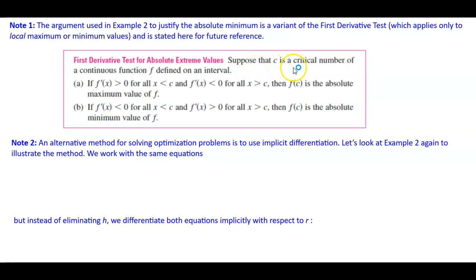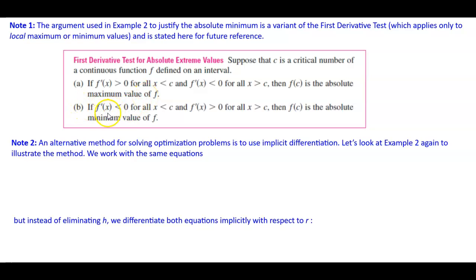Suppose that c is a critical number of a continuous function f, defined on an interval. For a, if the first derivative, or f prime of x, is greater than 0 for all values of x less than c, and the first derivative is less than 0 for all x greater than c, then f of c is the absolute maximum value of f.